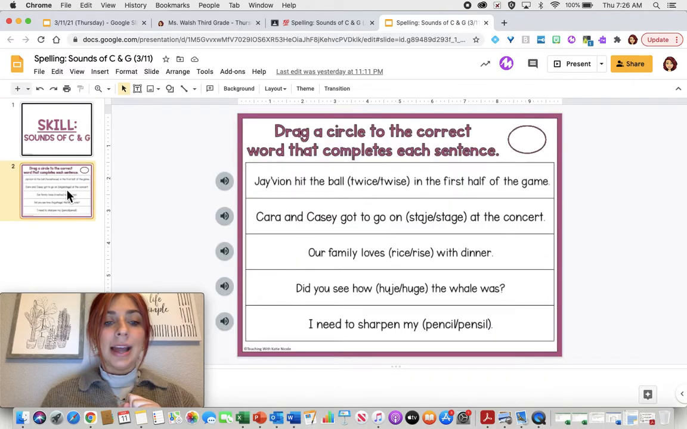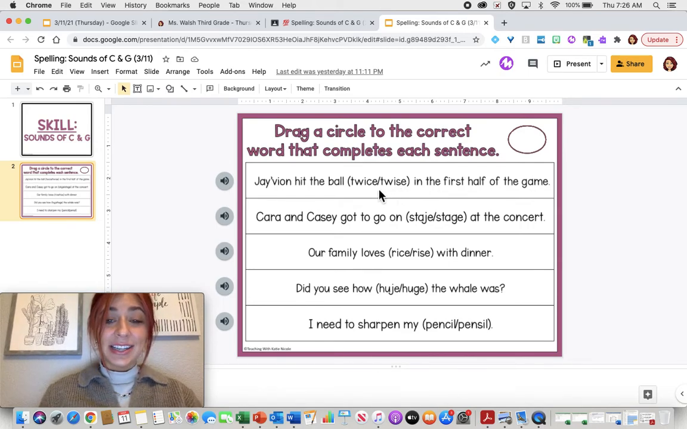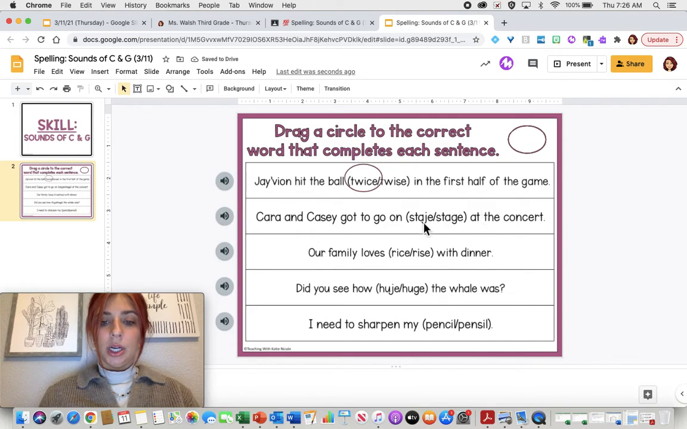So, keeping that in mind when we are going through these sentences, your job is to decide which is the correct spelling for the word. So, for example, Javion hit the ball twice in the first half of the game. Well, I know that it sounds like an S, but it's a soft C, and I know it's spelled with a C. So I'm going to go ahead, I'm going to click, drag the circle, and I'm going to circle twice with a C. Alright, and going through, you're going to go ahead and answer these guys as well.